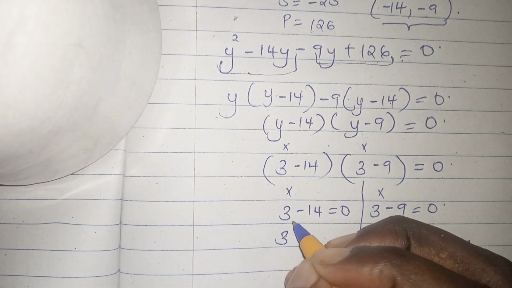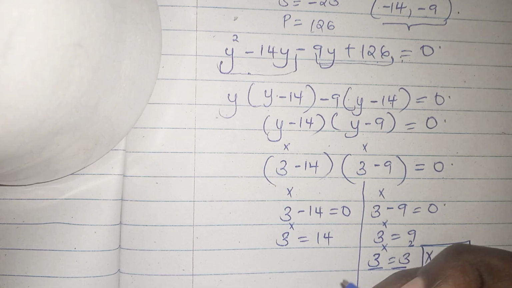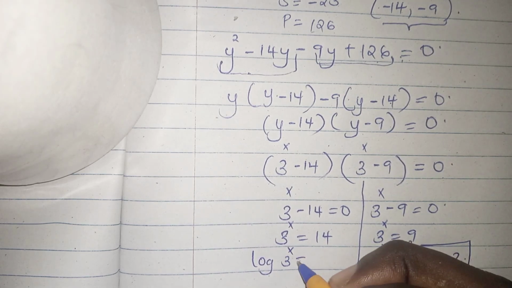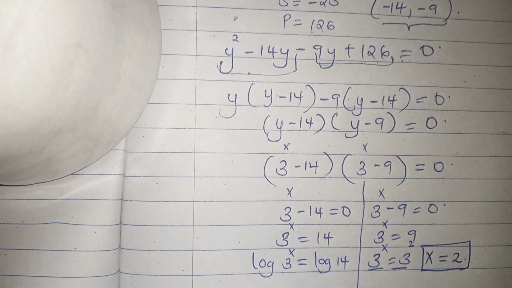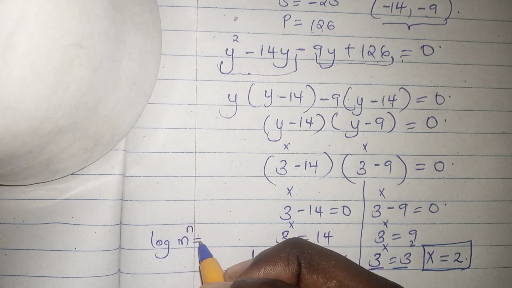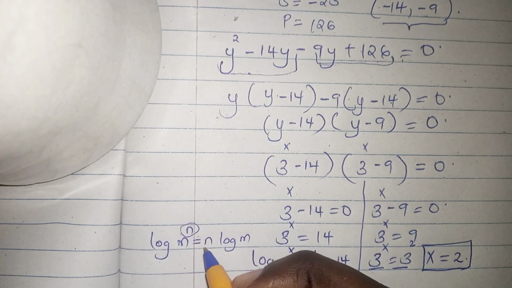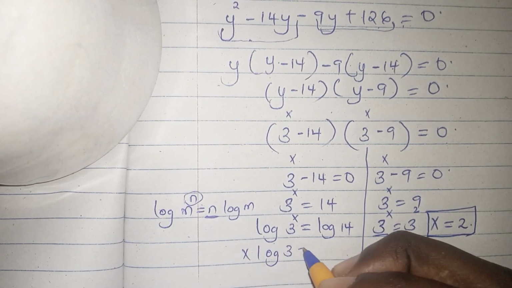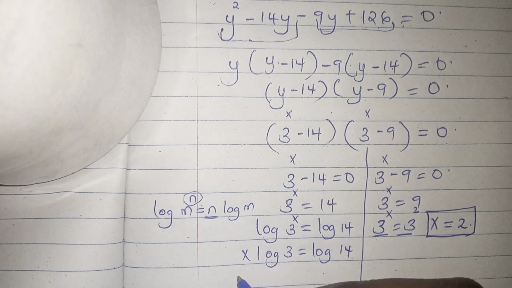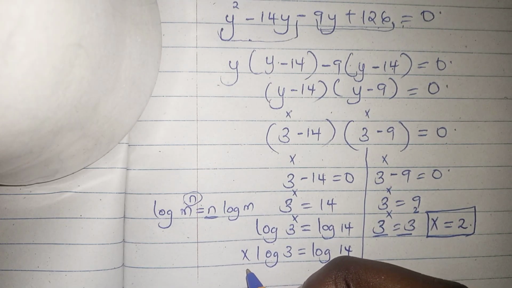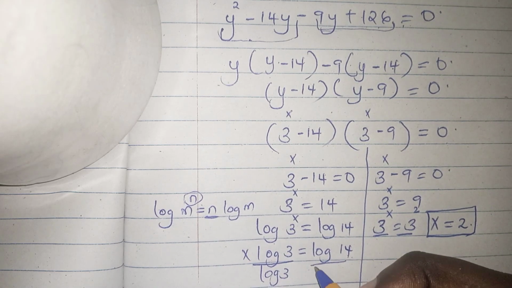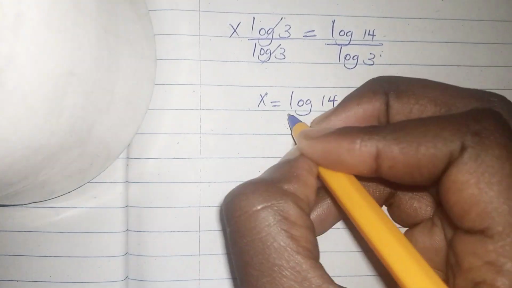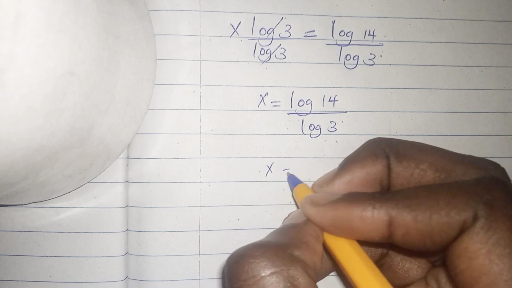And on the other side, 3 to the power of x is equals to 14. We are looking for x. We now introduce logs on both sides. So this will be log 3 to the power of x is equals to log 14. We are going to use the power rule: if you have log m to the power of n, we can write it as n log m. So bringing this power before the log, we do the same here, and x log 3 is equals to log 14. Remember, we are solving for x, so we make x the subject by dividing both sides by log 3. This and this will cancel. So x is equals to log 14 over log 3.